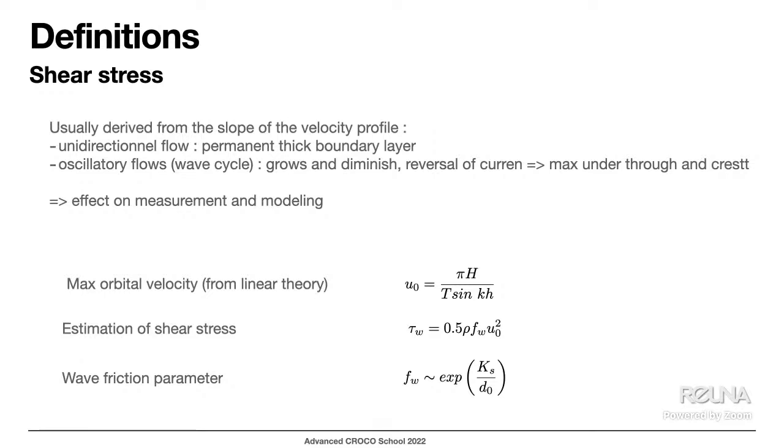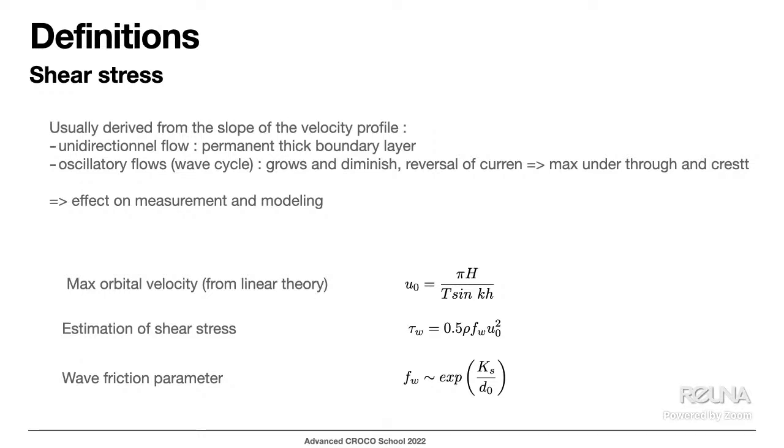So very often we use the maximum orbital velocity that we can derive from the linear theory. And from this, we can have an estimation of the shear stress based on the orbital velocity, the wave frequency and the wave friction. And the wave friction is still a topic of interest actually, and there are only empirical formulas, but it's something which varies with a constant, which is called the Nikuradse constant, or this Ks, and the sediment diameter, the D0 you can see.